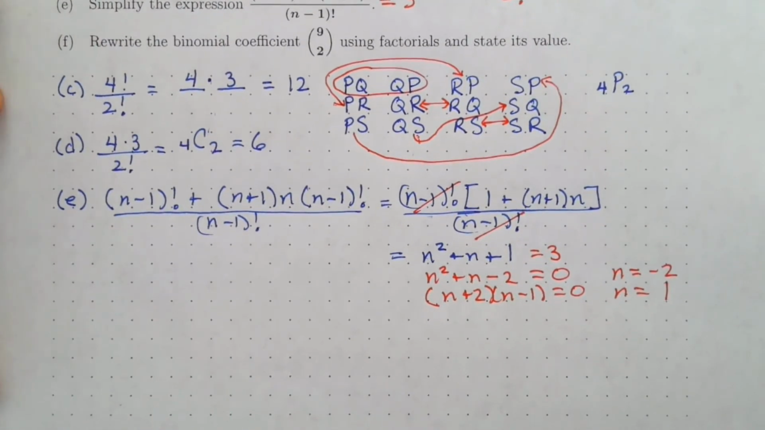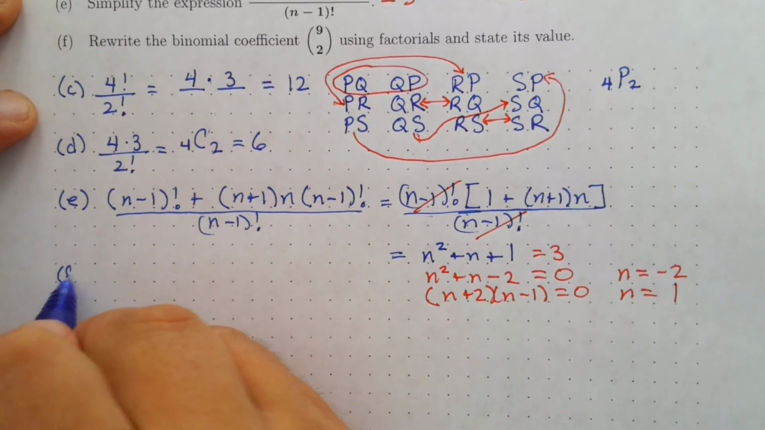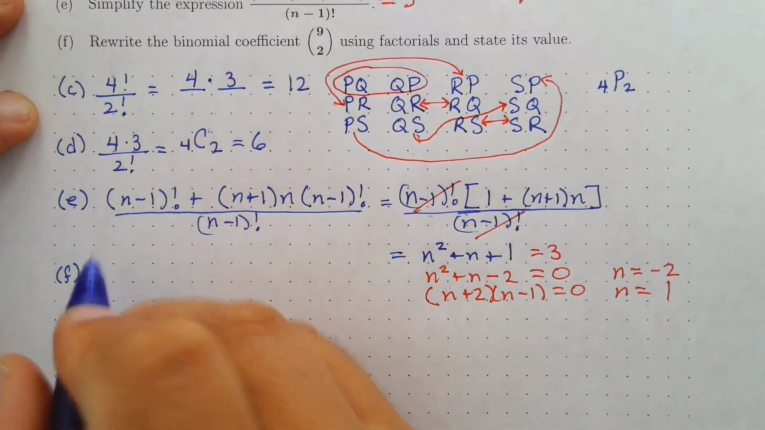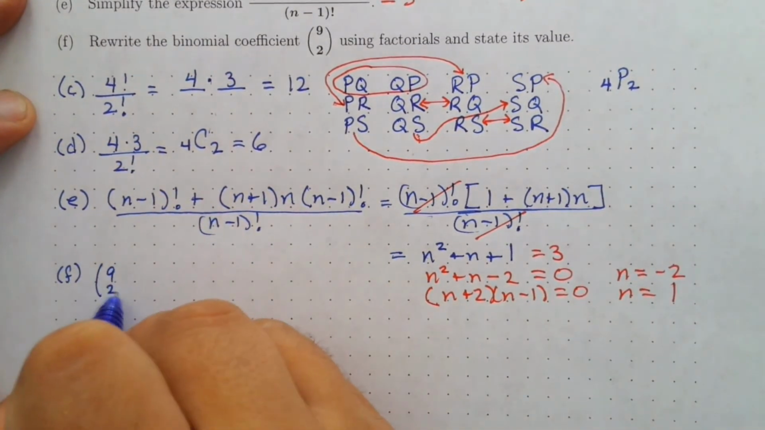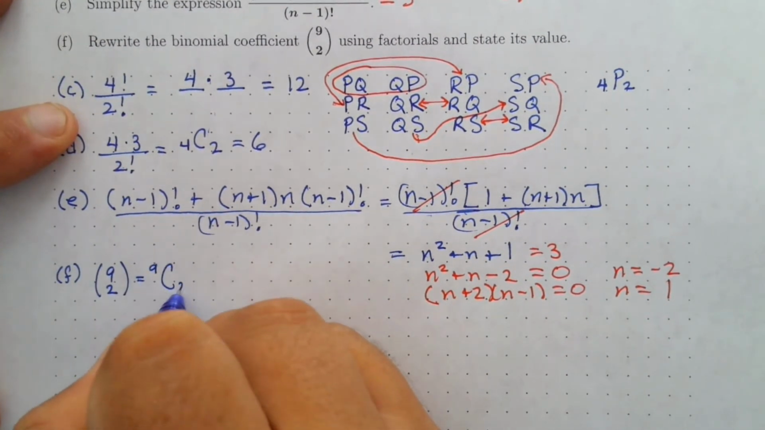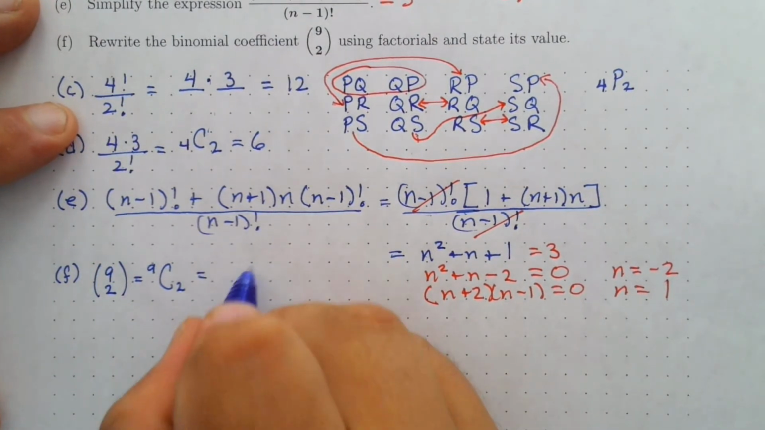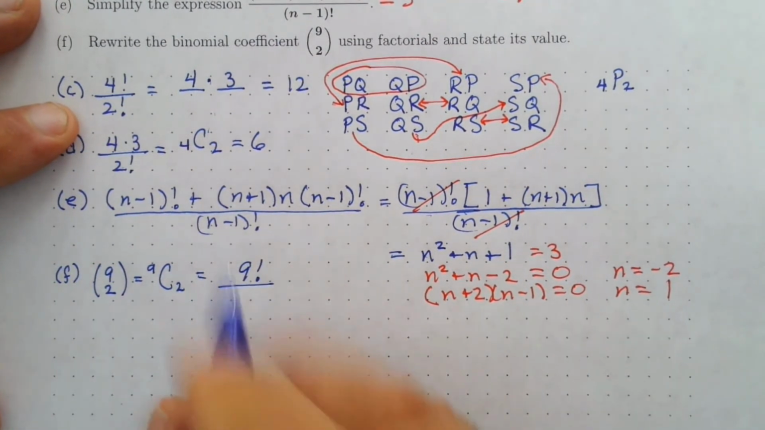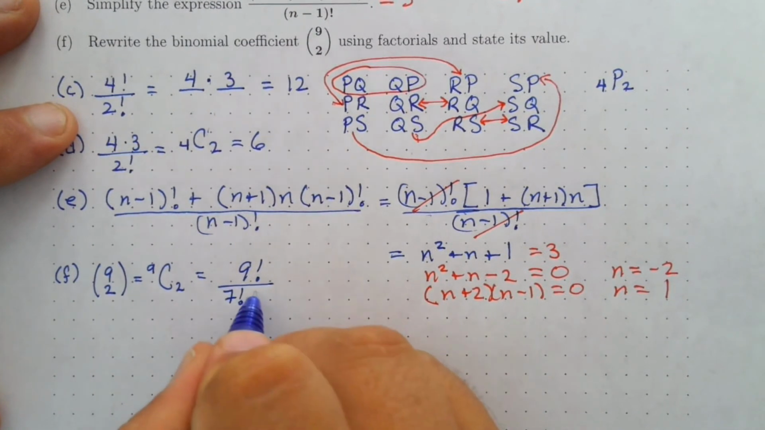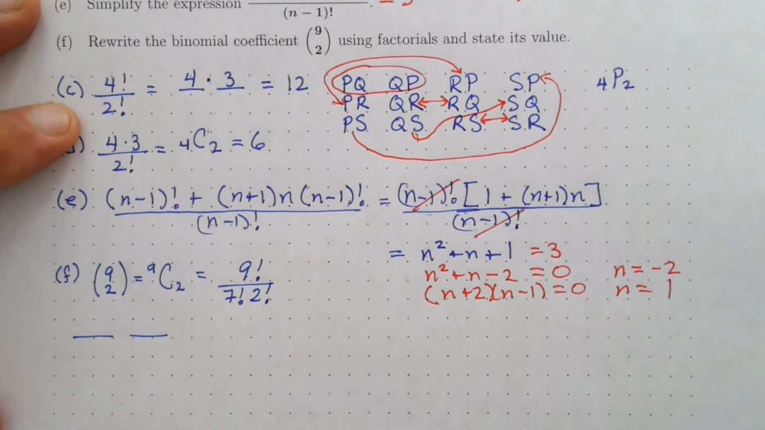And lastly, rewrite our binomial coefficient. So with our binomial coefficient, right, that 9 choose 2 is equivalent to saying 9 choose 2. Right, different ways that we could write this, which is going to be 9 factorial divided by 7 factorial 2 factorial. Or visually, I have 9 items.